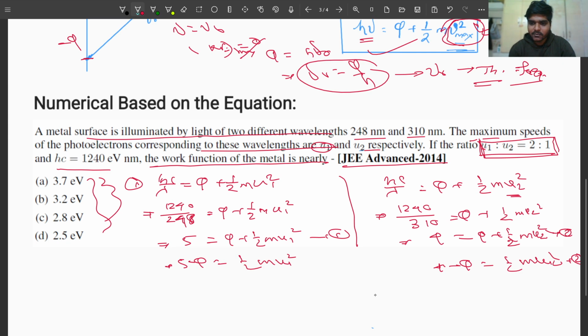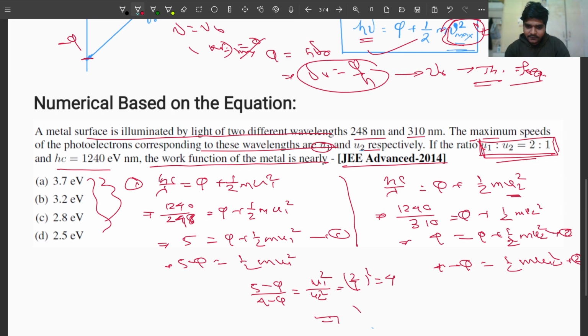So if we divide 1 by 2, then we will get 5 minus phi by 4 minus phi, and half m will be cancelled, and we will get u1 square by u2 square, and u1 to u2 was given as 2:1. So this is 2 by 1 whole square equal to 4. So from this we can get 5 minus phi equal to 4 into 4 minus phi.